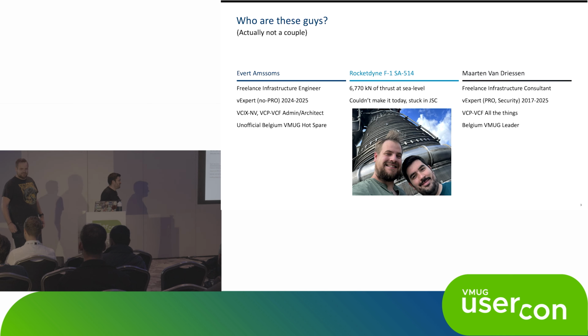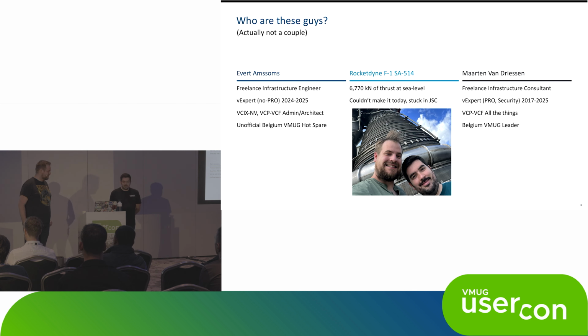Fingers crossed. Fingers crossed. So who am I? I'm the guy on the left, in case it wasn't obvious. I'm Evert Amssoms. I'm a freelance infrastructure engineer. I've been doing this for a few years. I am a vExpert since last year, and since today also VCP VCF architect certified, so yay for me. And I guess I'm the unofficial Belgium VMUG hot spare. I did not see you added that in there.